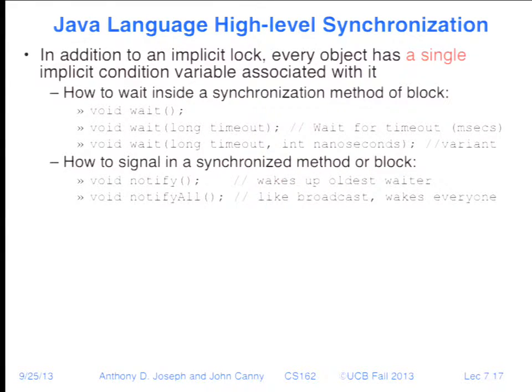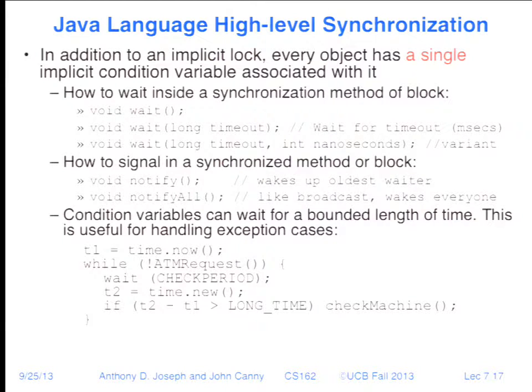Okay, the signaling function on the implicit condition variable is called notify. And there's a corresponding broadcast version, which is notifyAll, which will wake up all of the waiting threads on that condition variable. Among the uses of the timeouts are dealing with exceptions that might kill the signaler. And if that happens, the correctly running threads will still continue via the timeout.